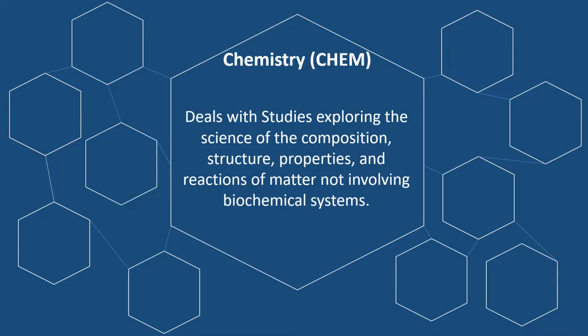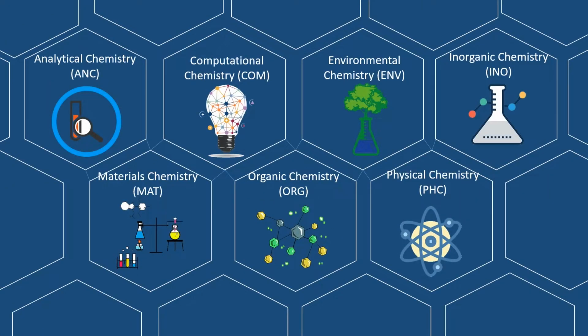Additionally, this category will talk about chemistry, studies that do not include biochemical systems but concentrate on the composition, structure, characteristics, and reactions of matter. This category along with these subcategories are: for this example, in organic chemistry, organic compounds are carbohydrates, sugars and starches, proteins, amino acids, peptide proteins, enzymes, and so on.